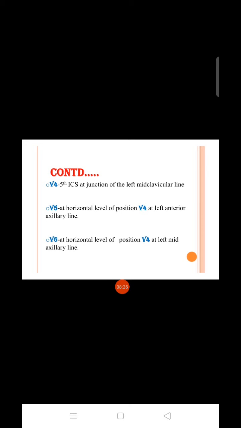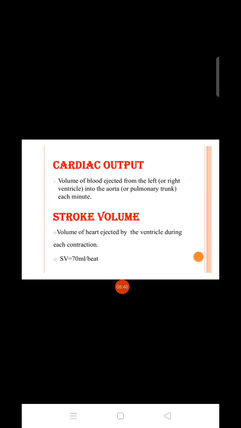V5 is at the horizontal level of V4, at the left anterior axillary line. V6 is at the horizontal level of V4, at the left mid-axillary line. These are the places where we have to keep the leads.